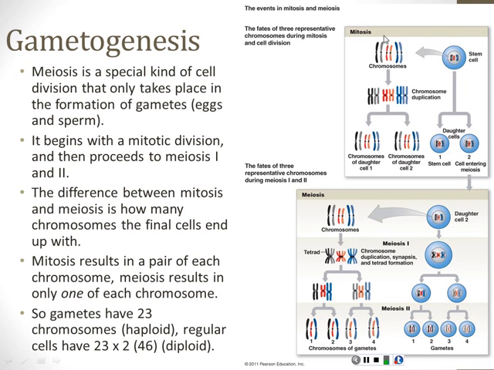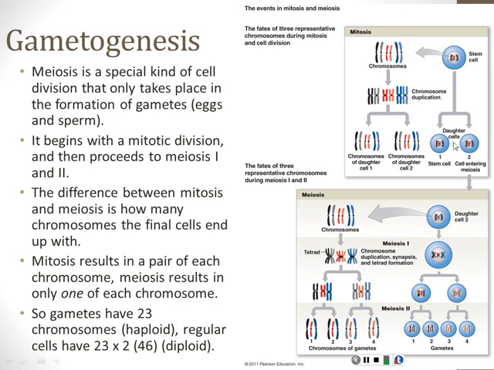And by no means do I want you memorizing or learning all the steps here. I just want you to know that mitosis is regular cell division. Meiosis gives birth to gametes. Okay, so that's one thing I want you to know. The difference between these 2 processes is in the number of chromosomes that result.